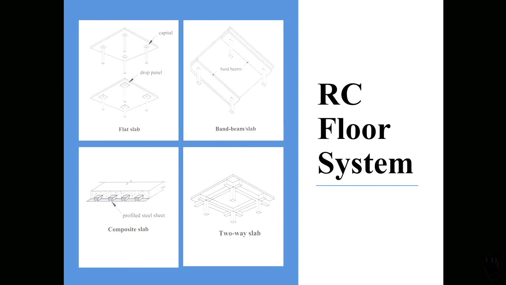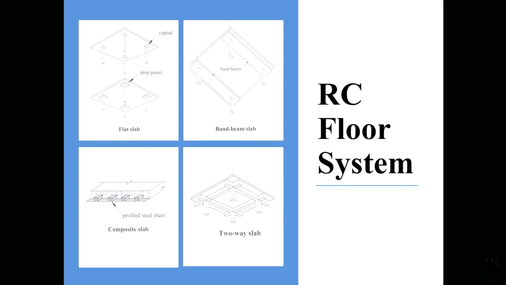So that means the depth of the beam is quite small compared to the width of the beam. Okay, the depth of the beam is very small compared to the width of the beam. So that is a band beam slab arrangement.